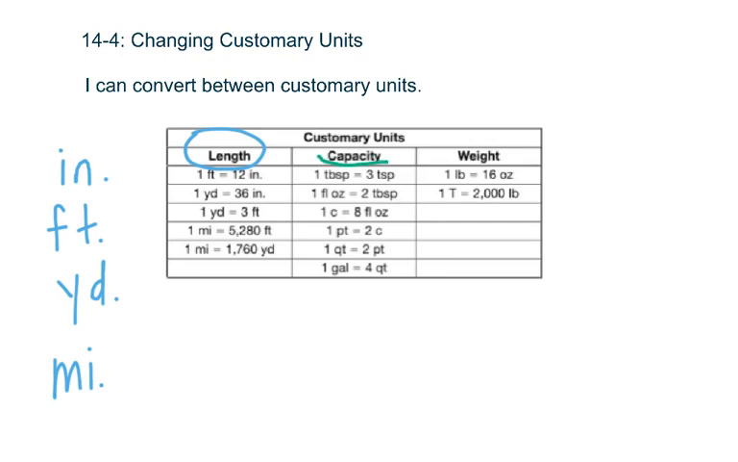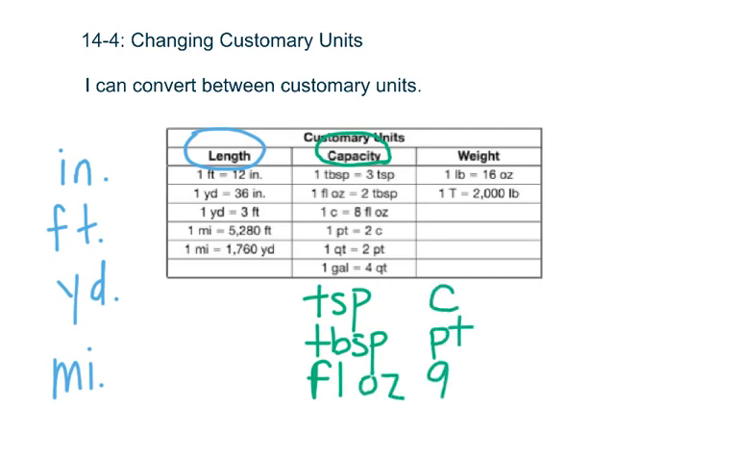The next is capacity, or how much space or volume is within a particular item. From least to greatest, we have teaspoon, tablespoon, fluid ounce. Then we have cup, pint, quart, and gallon. And last but not least, we have weight. Another way of saying that is mass, or how much matter is within a certain item or object. From smallest to largest, we have ounces, pounds, and tons.